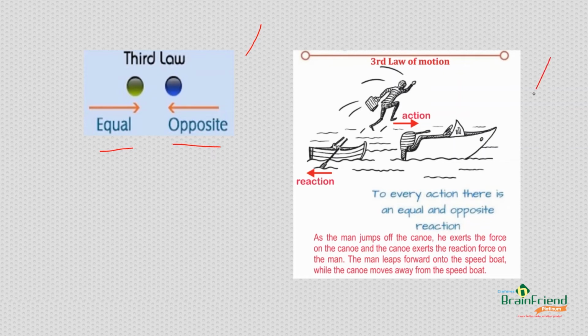Now look at this other image. The man jumps up from the canoe. An action is created. The canoe jerks backward as a result of the force on it. This jerking backward of the canoe is referred to as the reaction force.